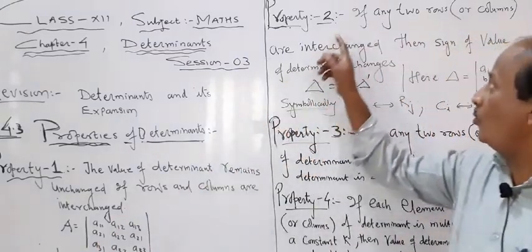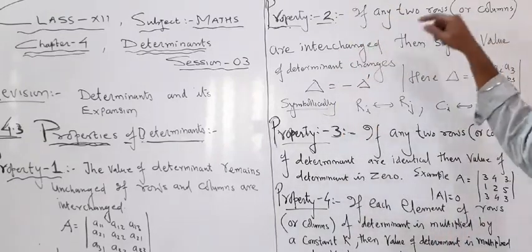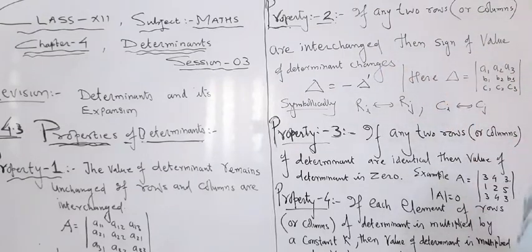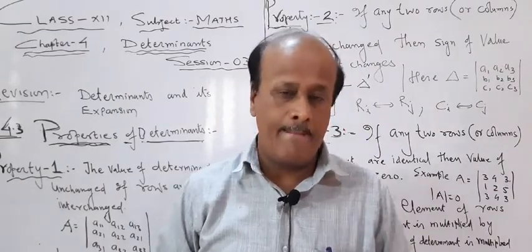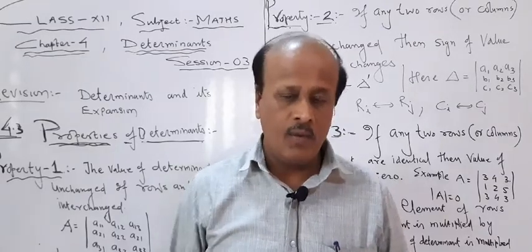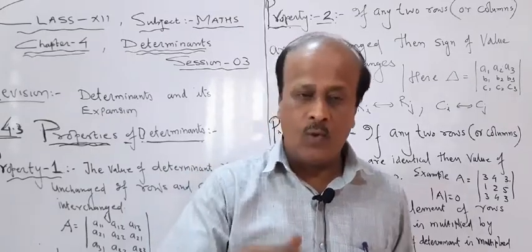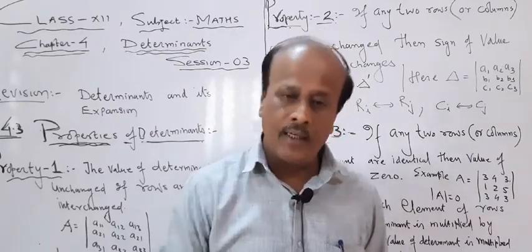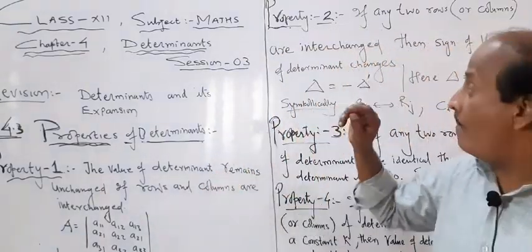Now what is property number 2? If any two rows or any two columns are interchanged, then you find the value of the given determinant. First of all, you do one thing. Take one determinant, take its elements, expand it, and you will get a single value. Then you interchange any two rows, row 1 with row 2 or row 2 with row 3, or any two columns, and again you expand. Then the value of the determinant will differ by a minus sign.